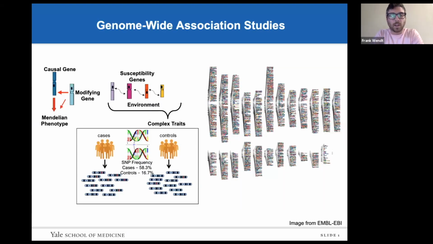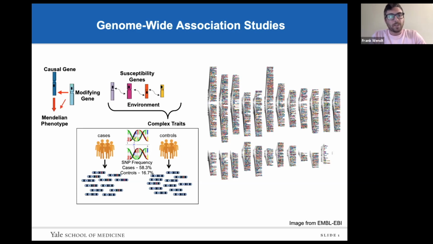I'll start by talking a little bit about some differences between Mendelian phenotypes and complex traits, which is the topic of the presentation today. Mendelian phenotypes, as we see in the schematic on the top left of the screen, are typically the result of a single causal gene, whereby you confer pretty much complete risk for the phenotype given a certain variant at that causal gene. Occasionally, there is an additional modifying gene that may play a role in some of the penetrance of that relationship.